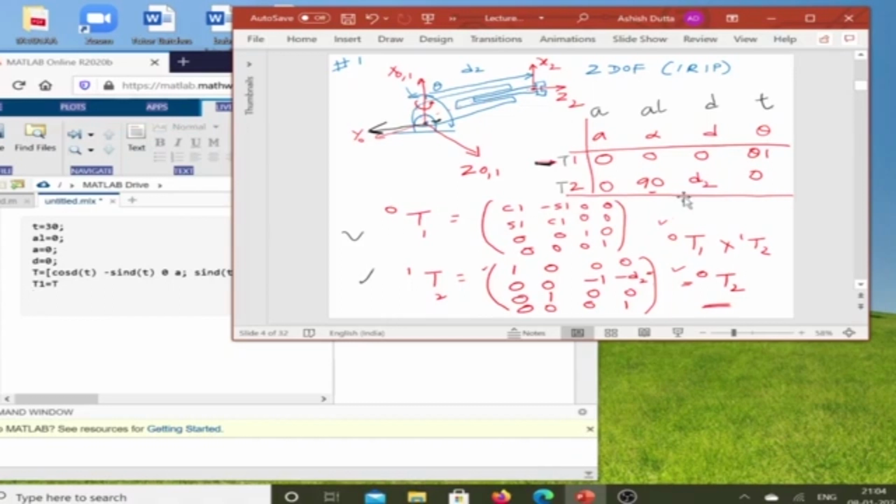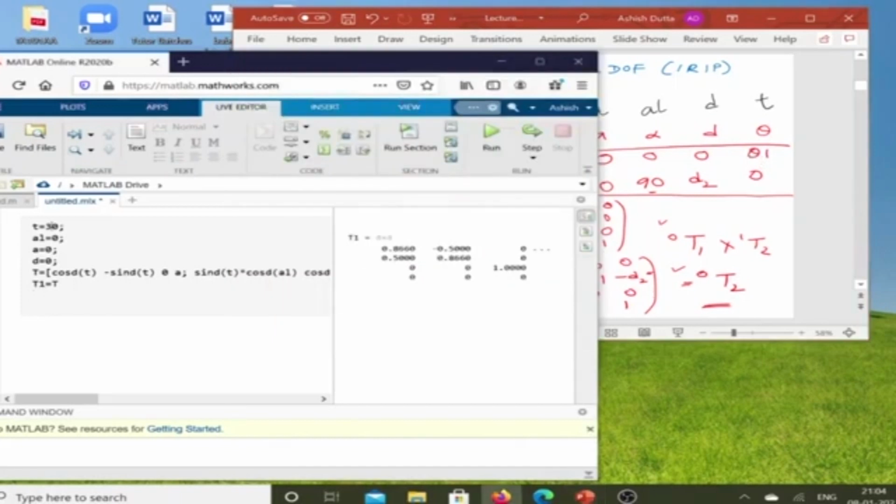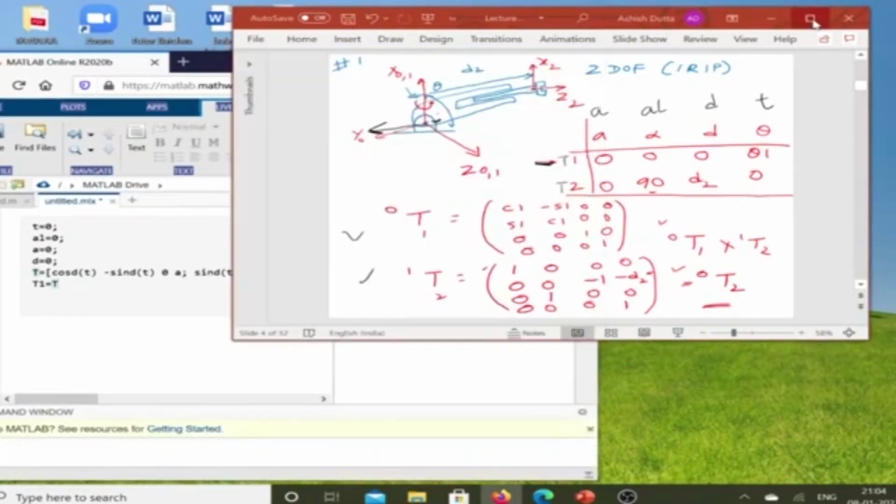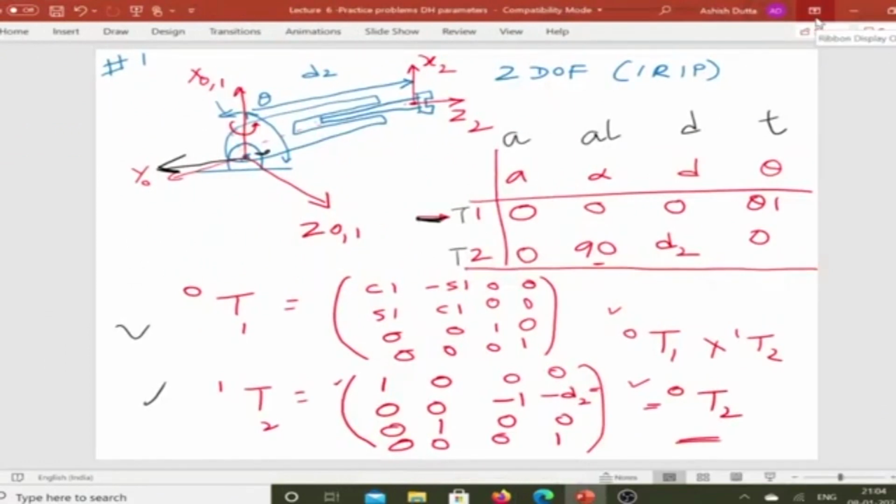Okay, now the moment I put theta 1 equal to 0 here, and I run it again, what you get is theta 1 equal to 0. So you get the rotation matrix as an identity matrix, and this is 0, 0, 0, 1. Now what is the meaning of theta 1 equal to 0 here? If I draw it, it means that this is like this. Theta 1 equal to 0, and the second link is there. That's what it means, right? This corresponds to theta 1 equal to 0 degrees.